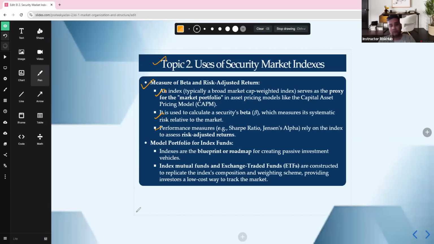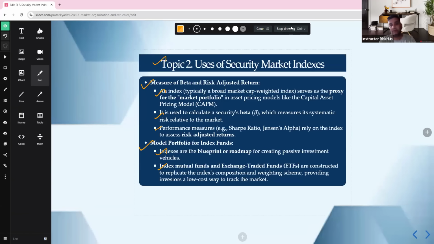And look at the model portfolio for index fund. Index is blueprint, passive investing, has ETFs, index mutual funds. These funds replicate index composition. Big insight: index is theory, ETF is implementation, which we need to understand, right?